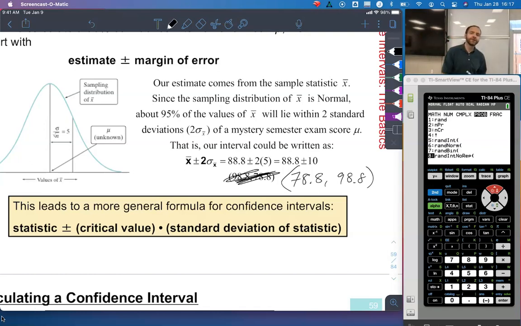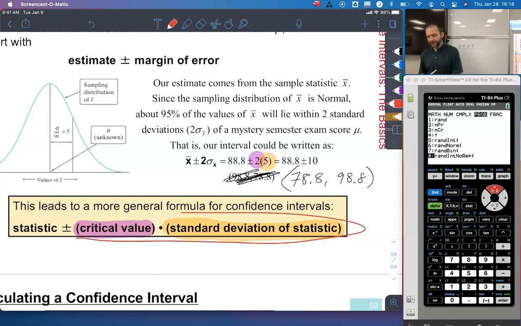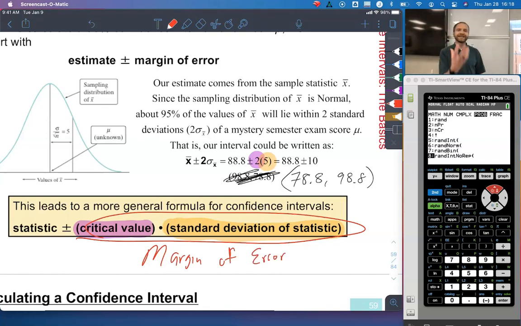So it leads to a more general formula: statistic plus or minus your critical value times the standard deviation of the statistic. In this case, my critical value, if you want to highlight it, was 2. It lies within 2 standard deviations of the mean. My standard deviation of the statistic was 5 in this case. And so critical value times standard deviation of the statistic is my margin of error. Our critical value, that Z star that we saw, that T star that we saw, is 2.